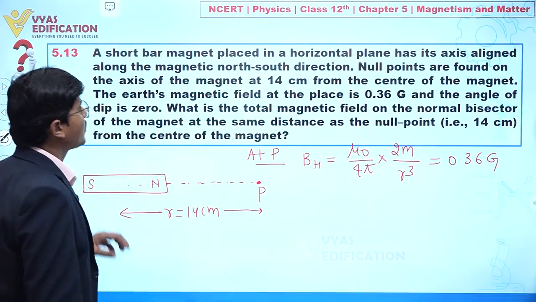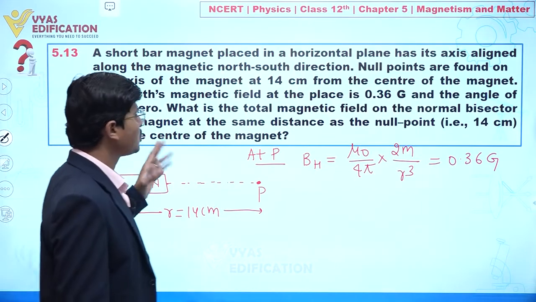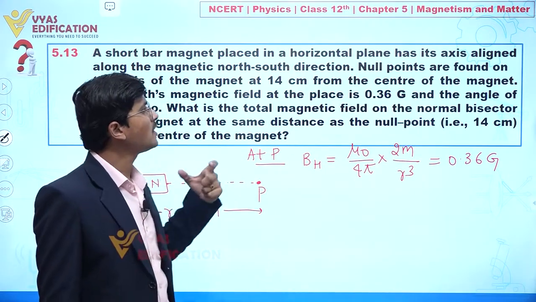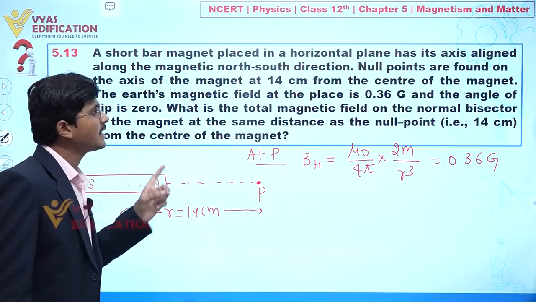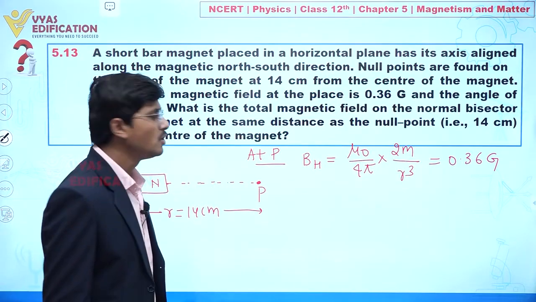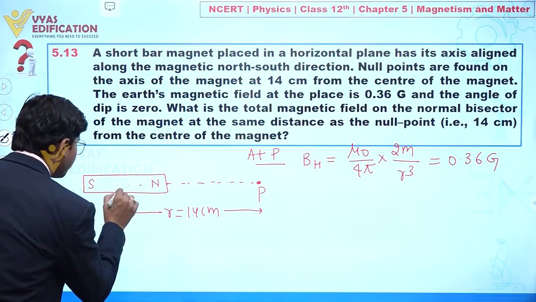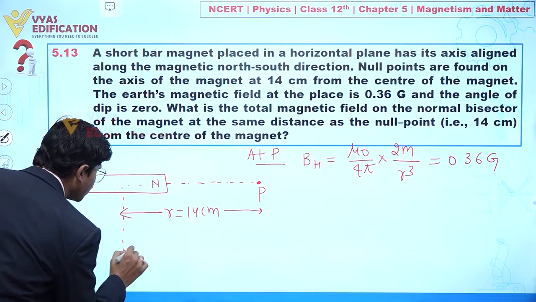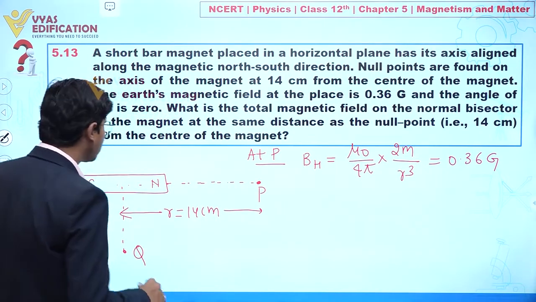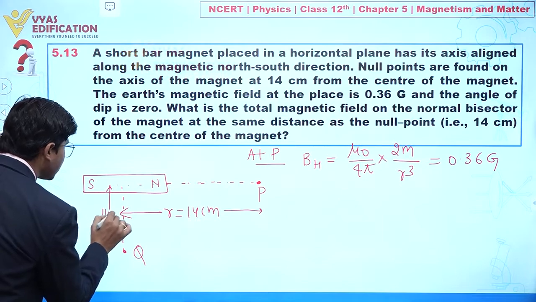Now it is also given that the angle of dip is 0. Find the total magnetic field on the normal bisector of the magnet at the same distance as the null point. So let's suppose this is another position Q, at the same distance, that is 14 cm.